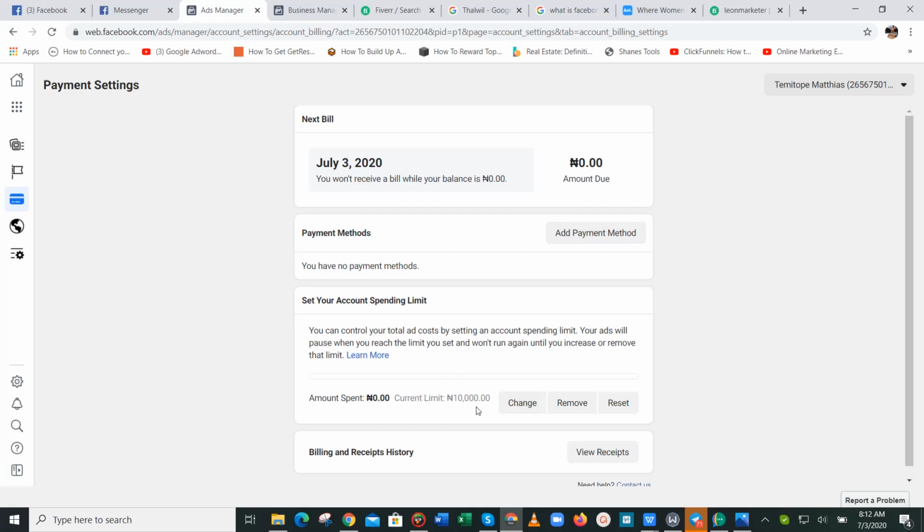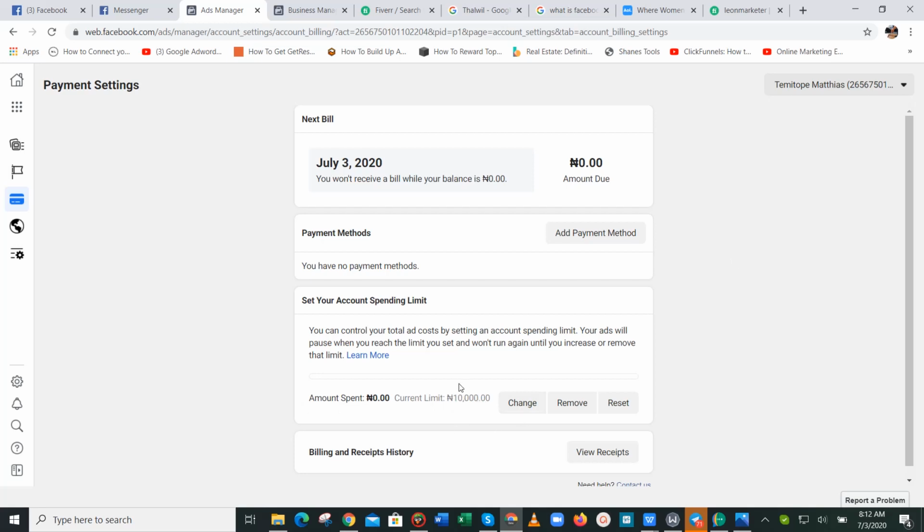about spending limit. For example, let's say you had 2,000 naira per day. That is about $5 per day. So let's say you had 2,000 naira per day, and you want your ad to run for 1 month, meaning you will have to spend 60,000, right? And you now set your spending limit to 10,000. You can see my current limit is 10,000.